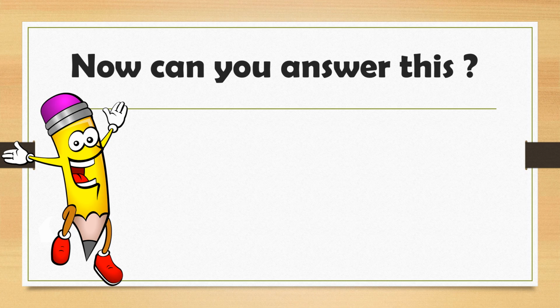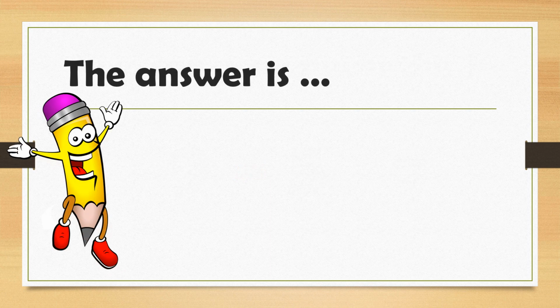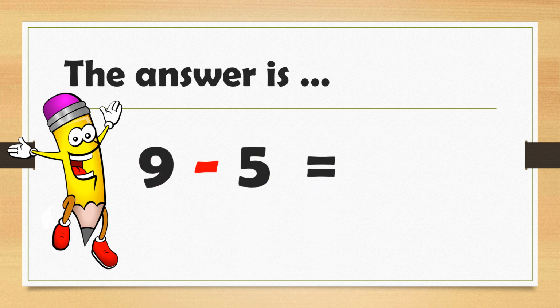Now, can you answer this? 9 minus 5 equals. The answer is 9 minus 5 equals 4.